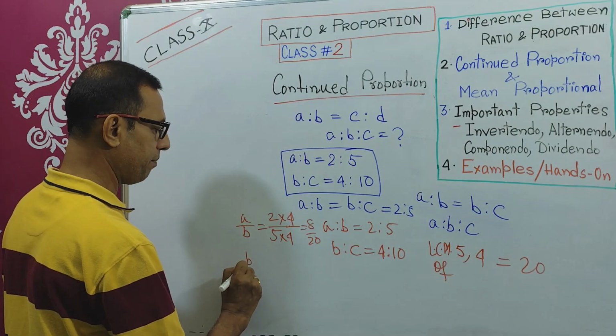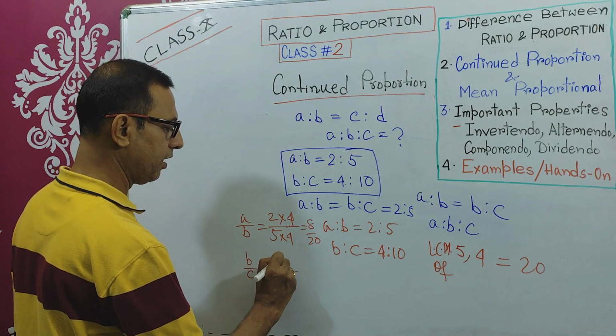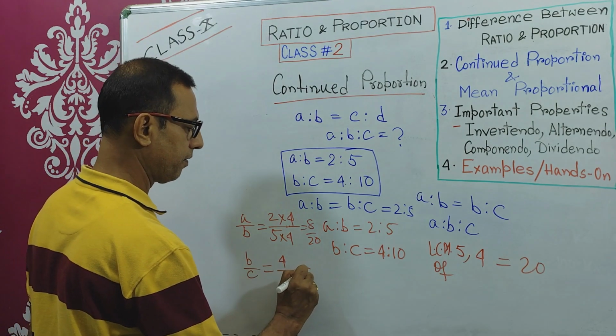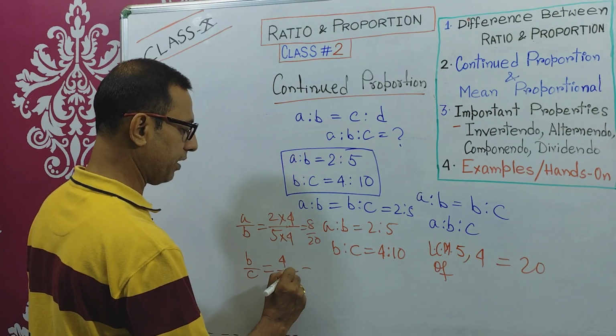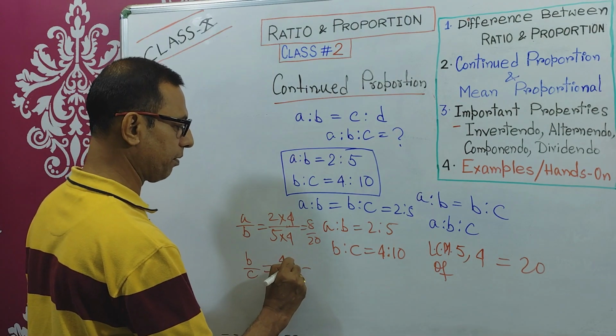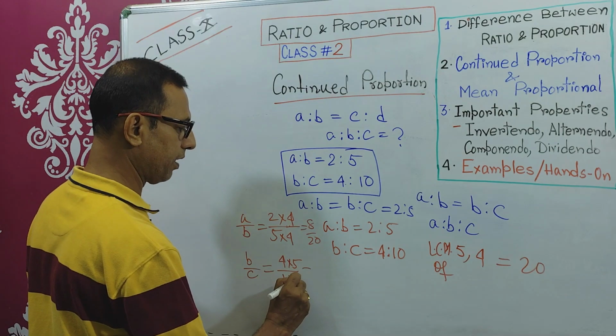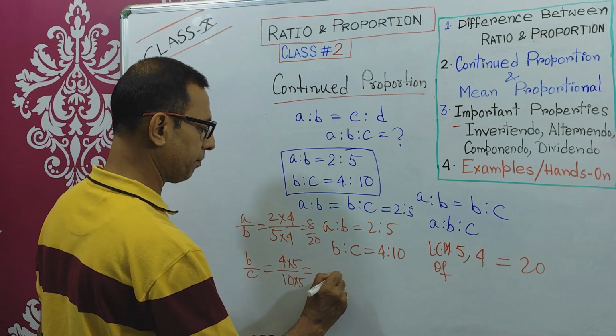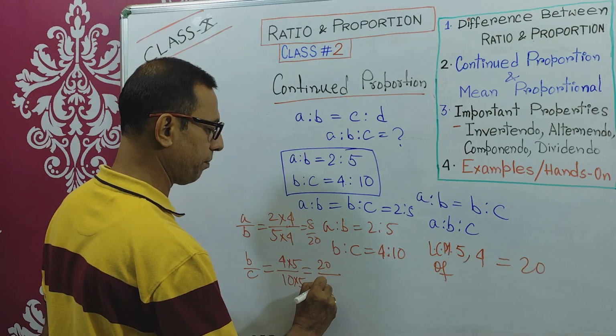Now for B by C, B is to C, it is 4 by 10. That means you need to make B as 20. That means you need to multiply by 5. You need to multiply the denominator also by 5. That means it equals 20:50.